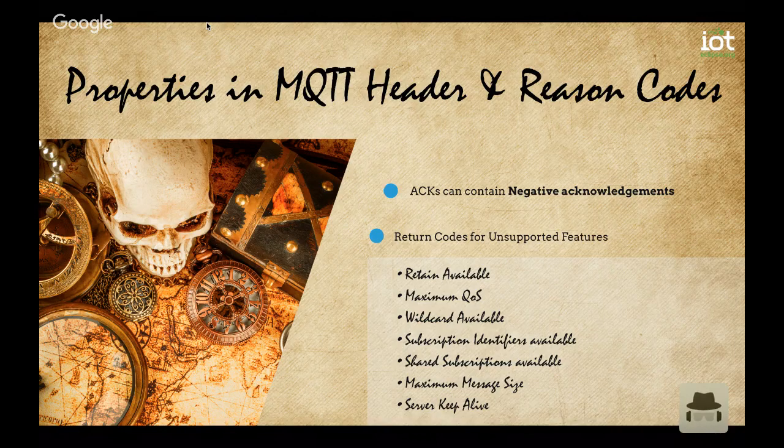We can define a maximum quality of service level for a client. We can restrict the use of wildcard subscriptions. We can also restrict subscription identifiers and shared subscriptions, which we'll also cover today. And a client can be notified what the maximum message size the broker supports is, and also what the server keep alive value is, which is very important because it's also a change. With MQTT 5, the broker can tell the client how often it should send ping messages or heartbeat messages in order to recognize if a client is offline.